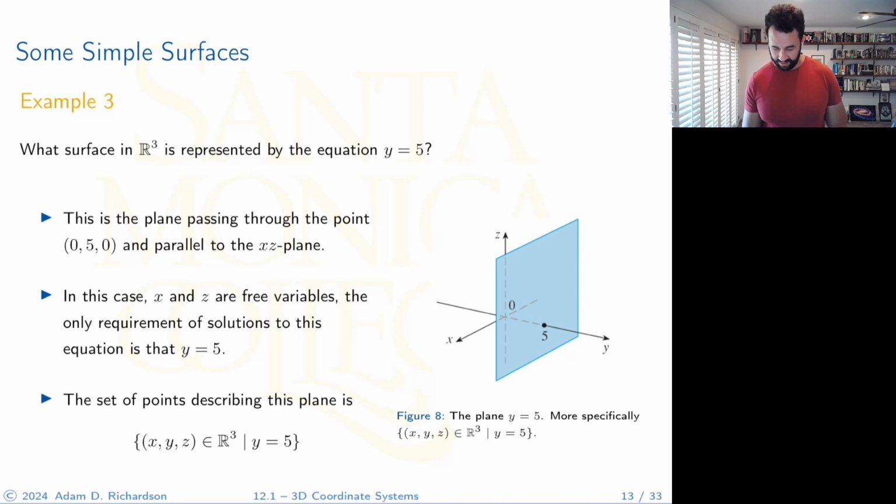It's a plane that is parallel to the xz plane, and it passes through the point (0, 5, 0). In fact, just to emphasize, this is (0, 5, 0). That's that point right there. And the idea is the same thing as what I said before. It's just that in this case, x and z are free variables, and y is the only variable that has a condition placed on it, that it's got to be equal to 5.